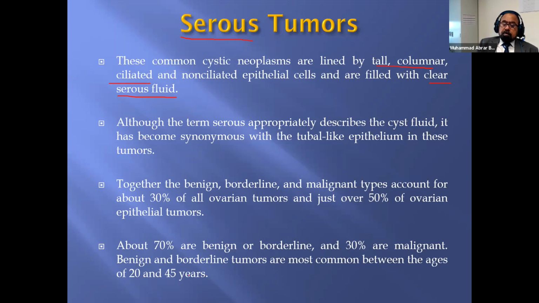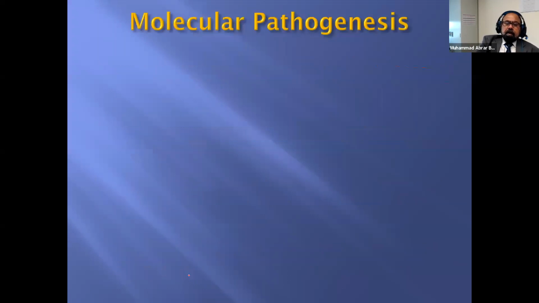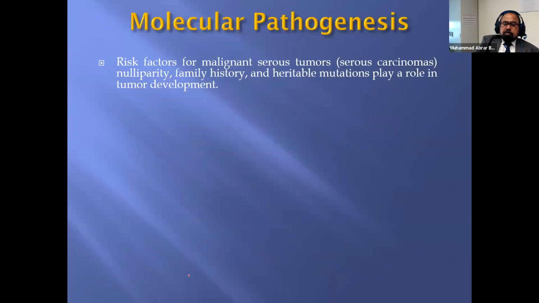So this shows that if we are talking about the malignant one, the age will be more than 50. So if the tumor arises in the younger age group, then it might be benign or borderline. Now, molecular pathogenesis: there is a main difference, and we will be discussing it.